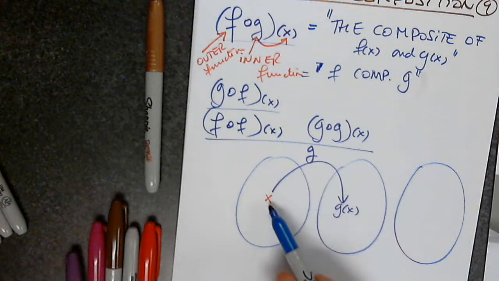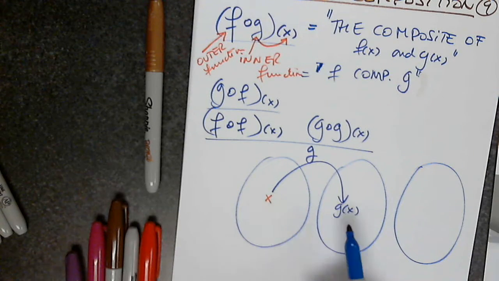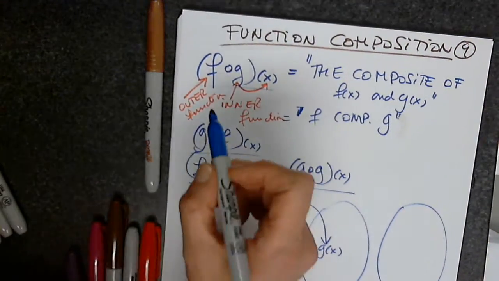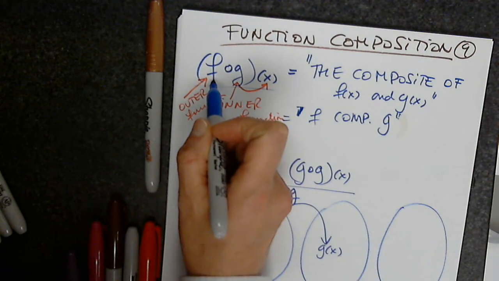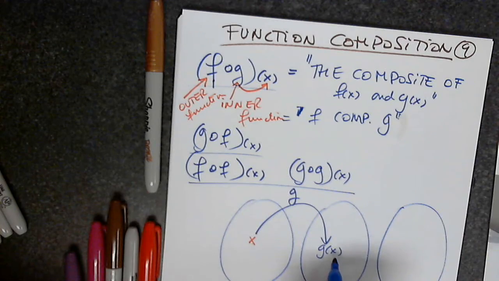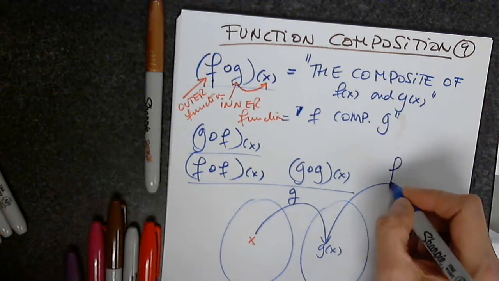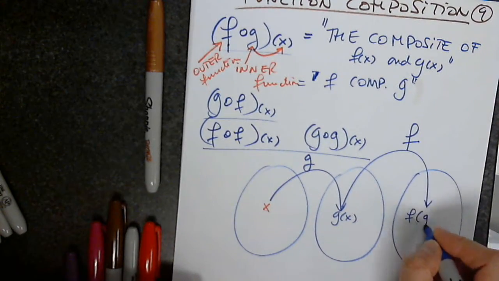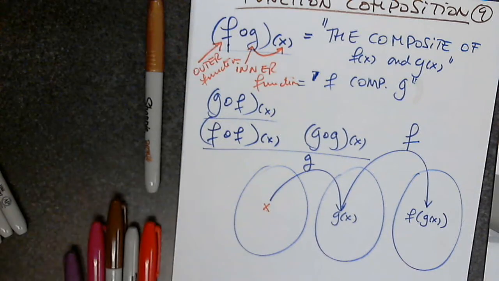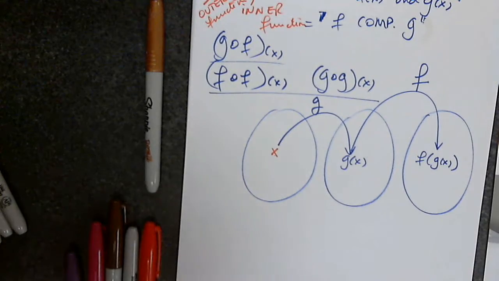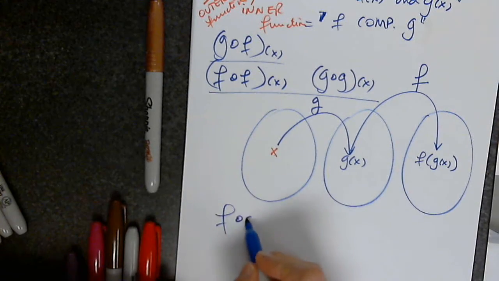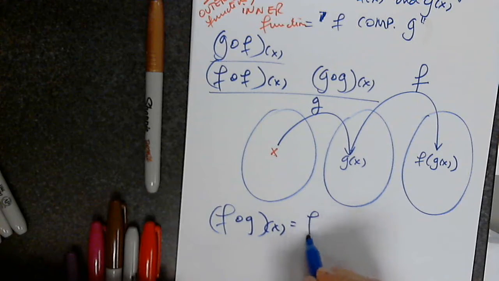When I apply a function to a variable or to a number, I get g of that number. If this is 5, then I get g of 5. If this is 0, then I get g of 0. But now I will be applying f to this new number I just determined. I apply f, and I get f of g of x. And this is what the function composition is. So f comp g of x is f of g of x.